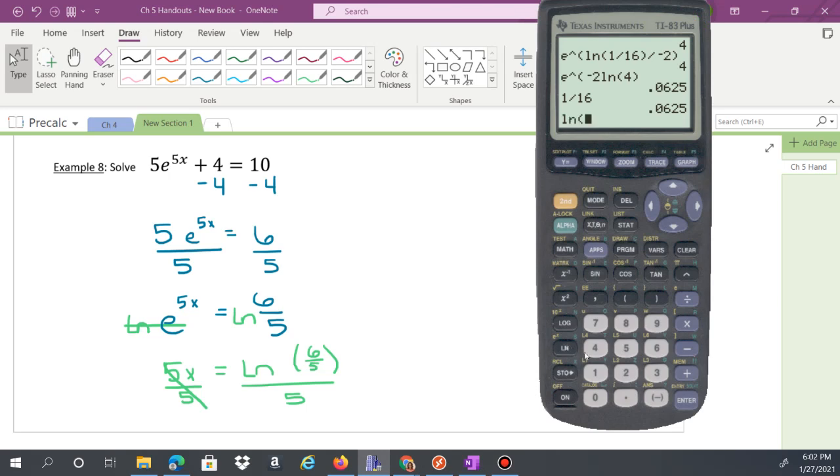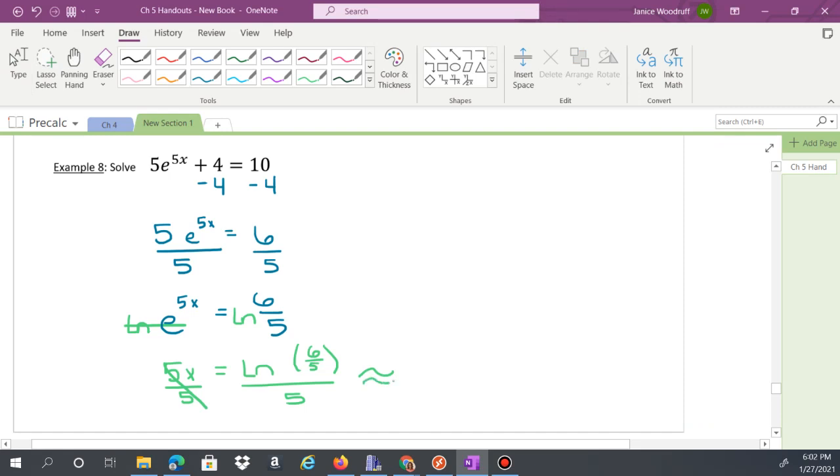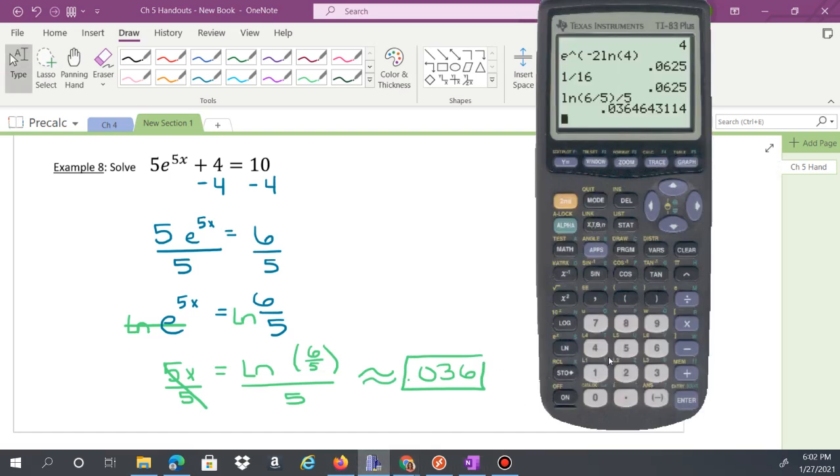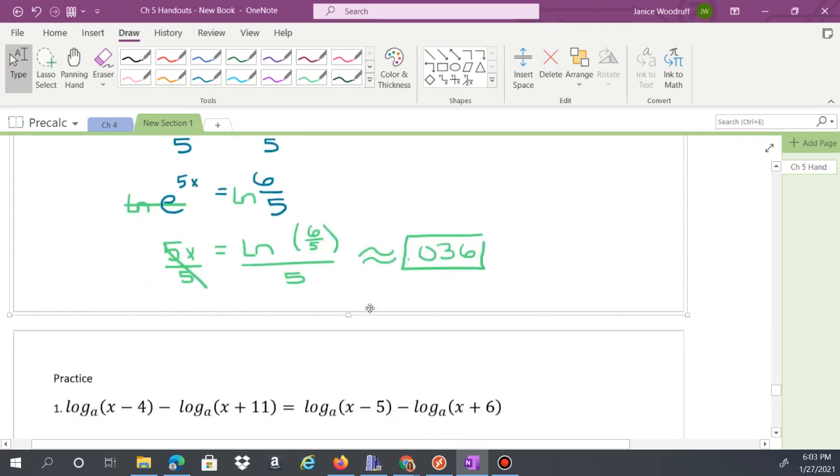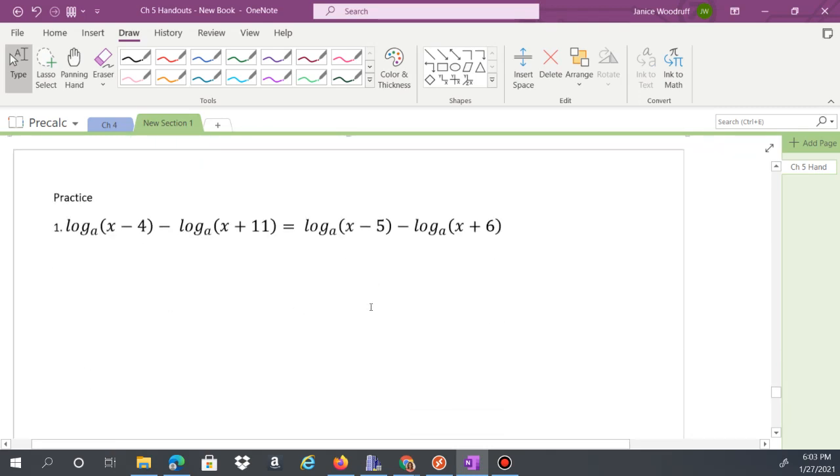So we can go ahead and find that. And that's going to give you 0.036. And if we go ahead and check that, so 5e to the 5 times my answer, and then plus 4, gives me 10. Okay, so there's some practice problems for you guys to work on. I'll give you a few minutes to work on these, and then we'll go over them.